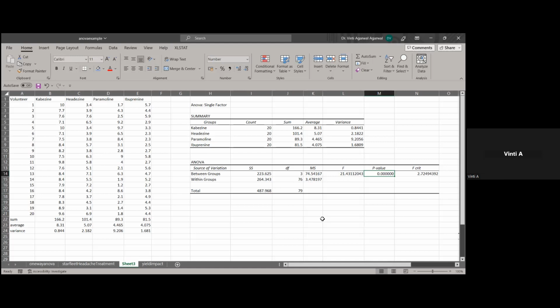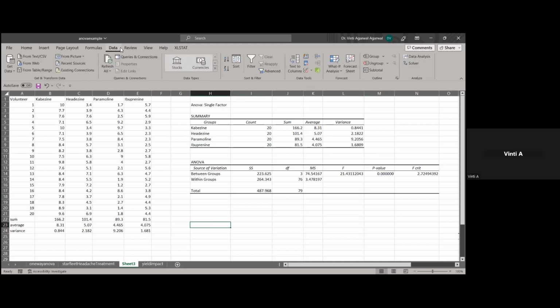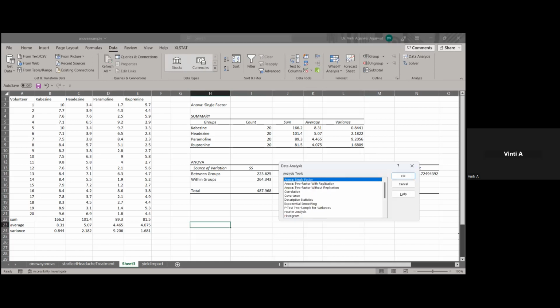Okay, now obviously you will ask me, that's okay, fine, I have done this, but I also want to know whether there is a significant difference between cabazine and hedazine, cabazine and paramuline, cabazine and ibuprofen. So in this case, what I will need to do is a t-test. Okay, so in a t-test, I will go to, again, data, go to data analysis, and I am going to do something like two sample assuming equal variances. Okay, I am going to click this.